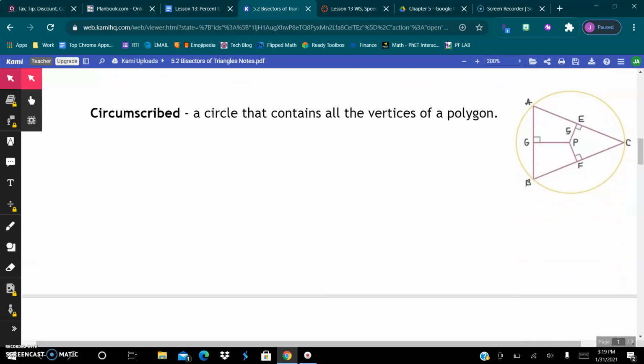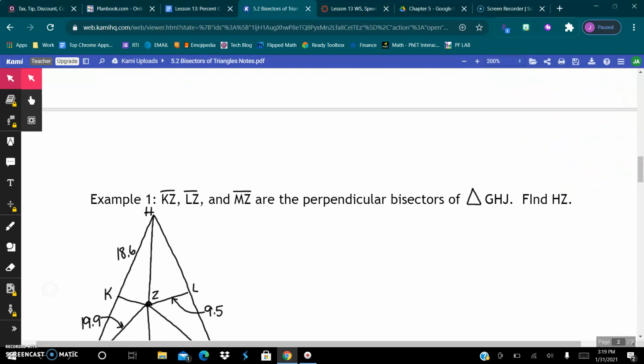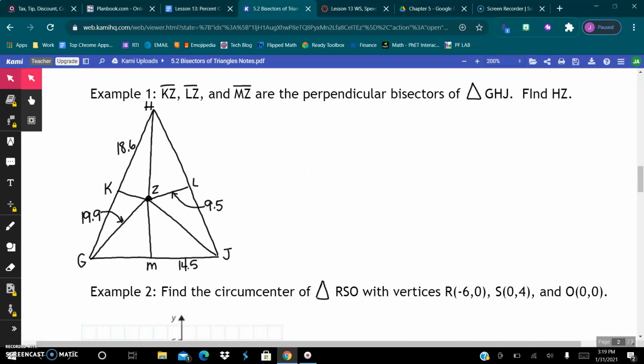Next vocab word here is circumscribed, and that is the circle that contains all the vertices of the polygon. So if you were to draw a perfect circle using the 3 points of the triangle, that is what we're talking about there. For example 1 here, it says KZ, LZ, and MZ are perpendicular bisectors of triangle GHJ.